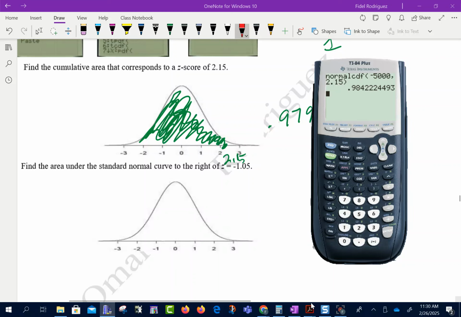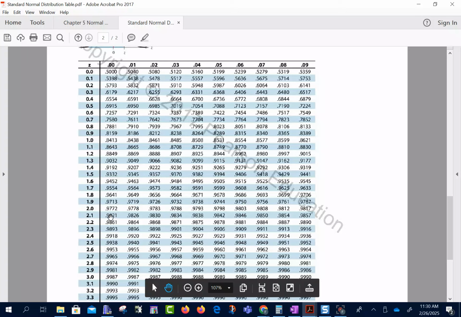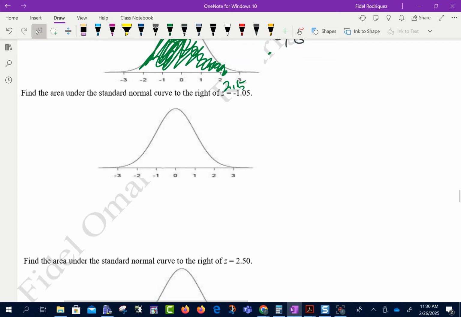0.9842. Did I do something wrong on my table? Maybe I did. Let me come back to my table, y'all. Sorry, I think I made a mistake here. 2.15. There it is. I was looking at the wrong number. 0.9842. My bad. And we got it, right? 0.9842.